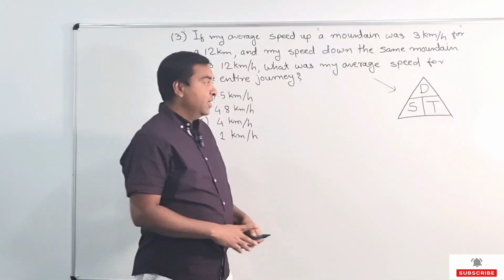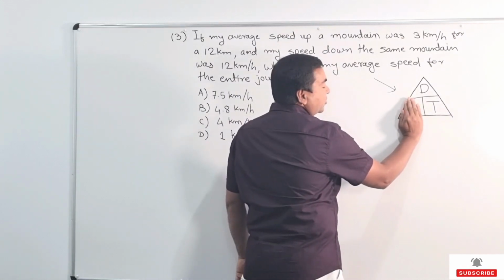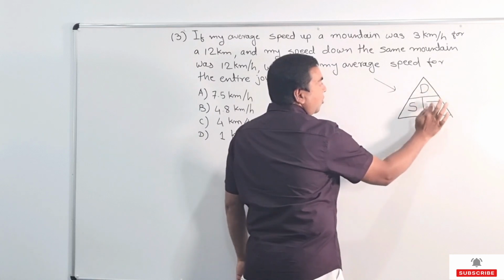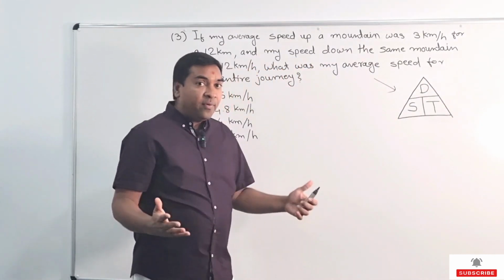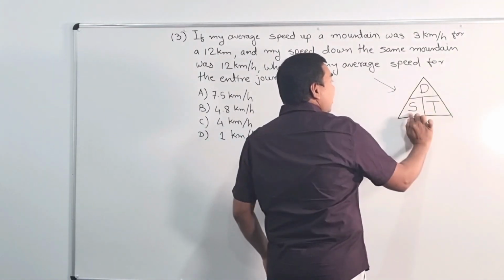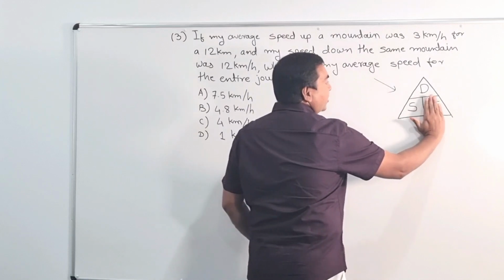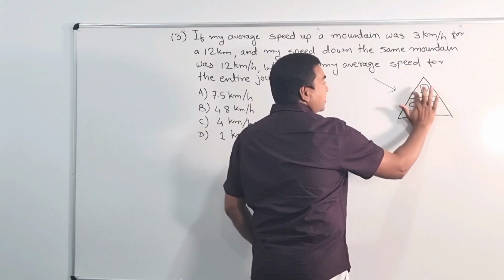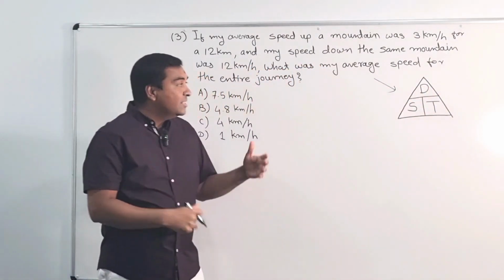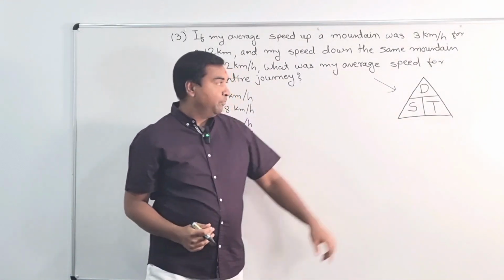it's very easy. Let us say if I want to find out the speed, I can just hide the speed. So speed equal to distance over time. If I want to find out the distance, I can just hide the distance, which is equal to speed multiplied by time. If I want to find out the time, I can just hide the time, which becomes distance over speed. So all these 3 formulas nicely we can make by using this triangle.